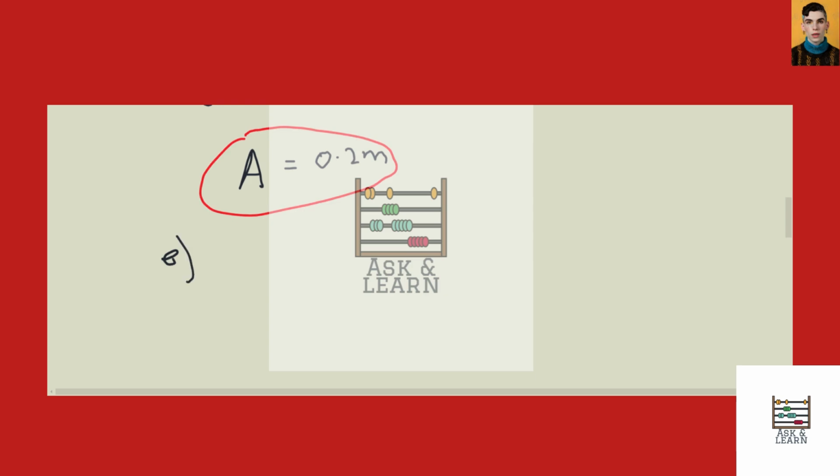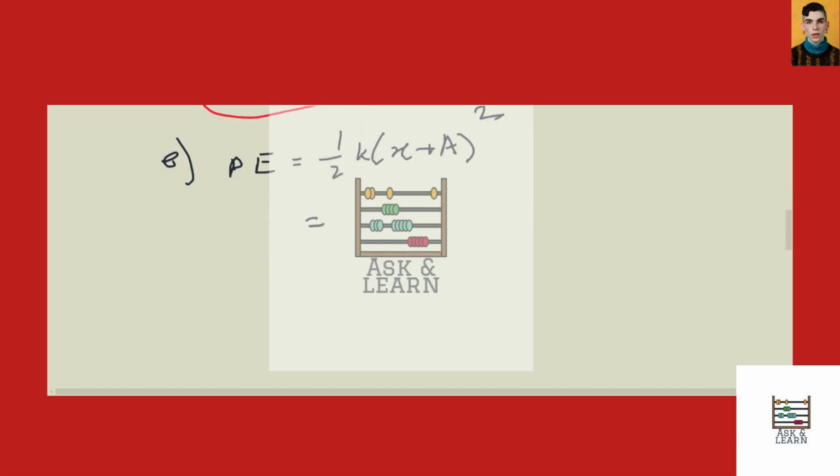Next we have part E. Now you have to calculate the potential energy at the extreme end. So PE, we have already written down the expression half k x plus a whole square, right? Now you plug in the values, the initial values, you will get this equal to 4.5 joules.